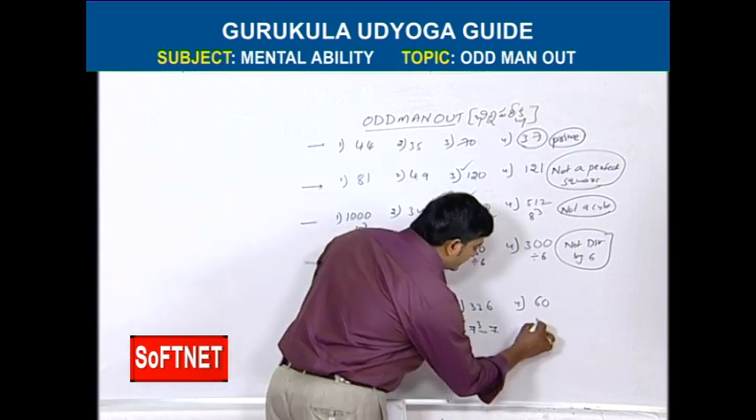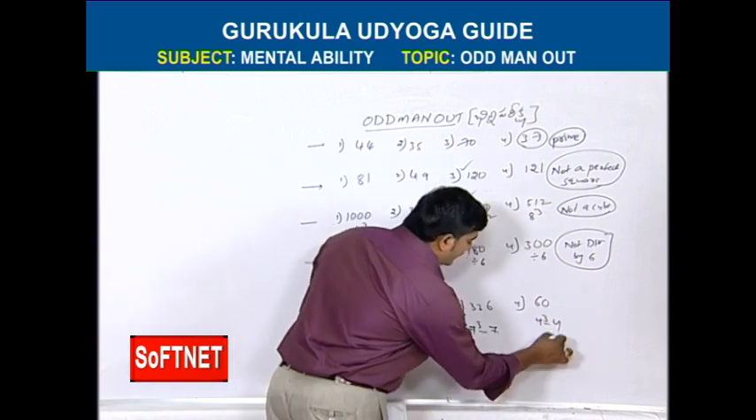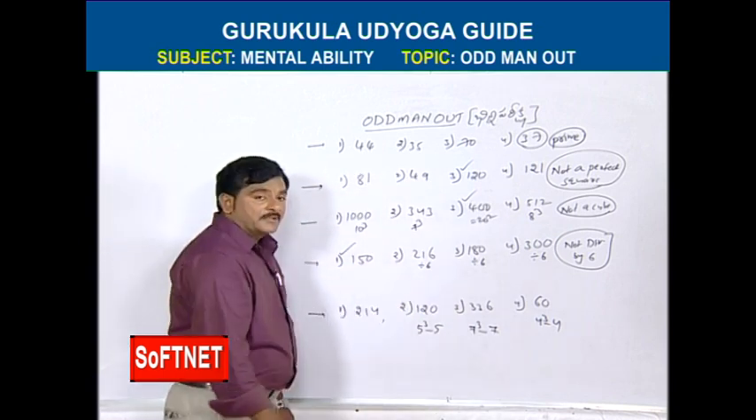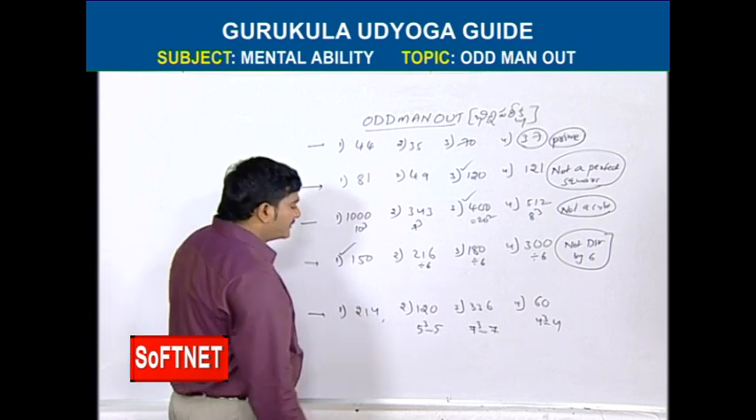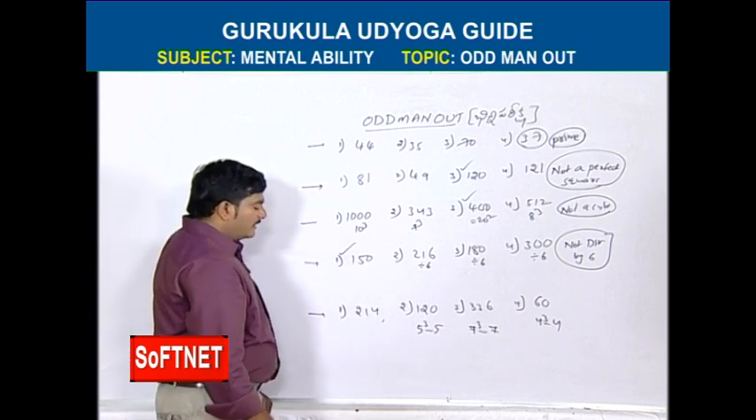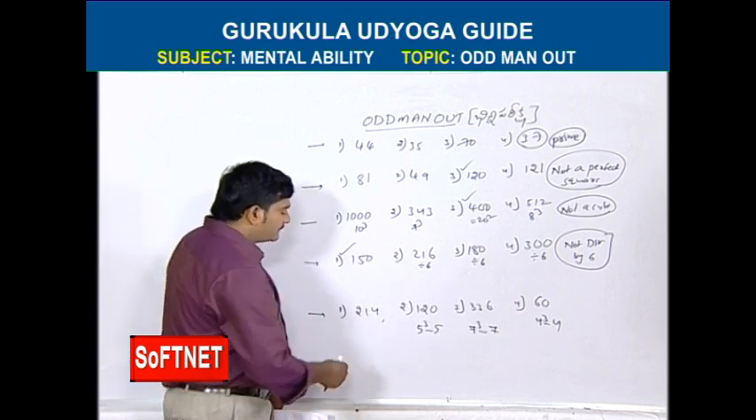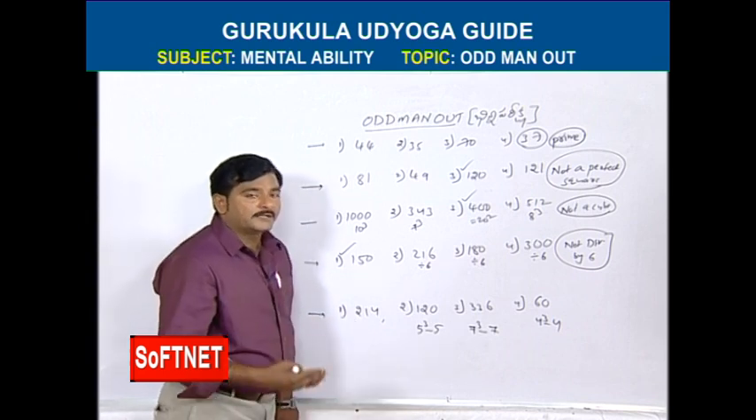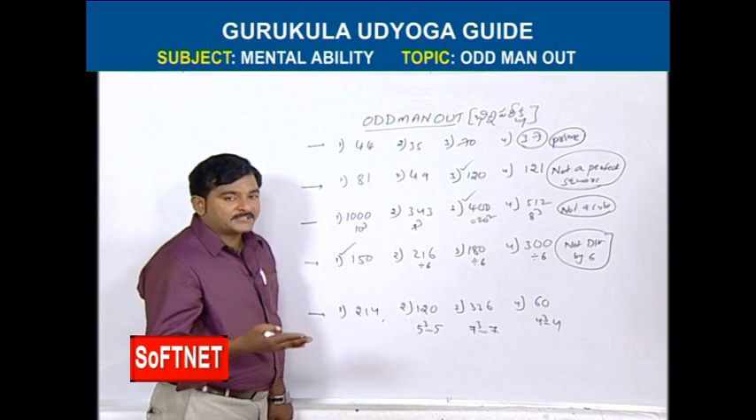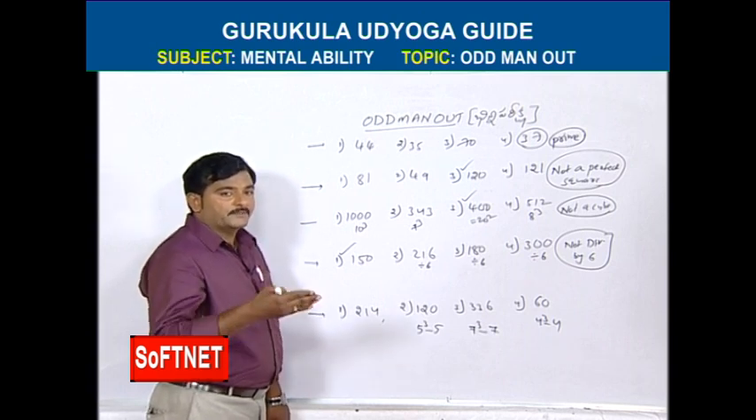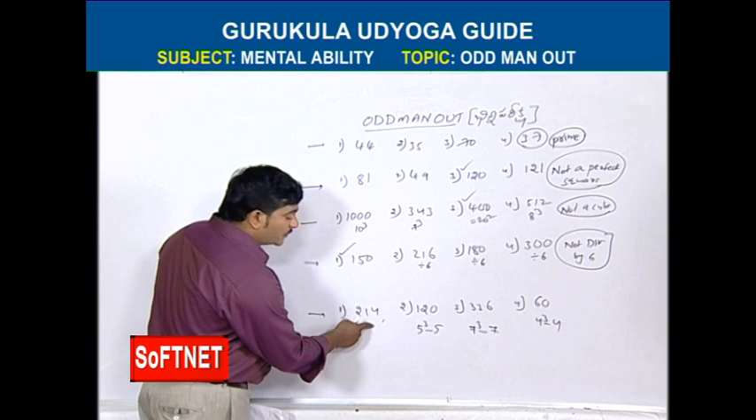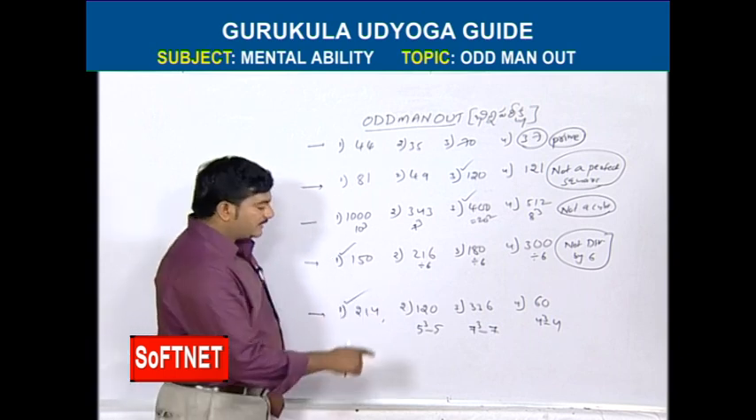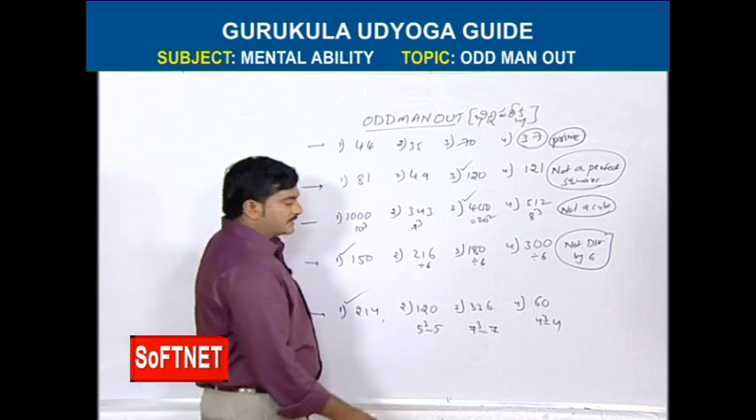60 is there. What can you write for 60? It is very clear: 4 cube minus 4. 4 cube means 64, 64 minus 4 means 60. What about the first option? 214 is near to 216. 216 means 6 cube. But is it 6 cube minus 6? 6 cube means 216, minus 6 means 210. But is it 214? No. That's why the different number here is the first option, and all the remaining are the n cube minus n concept.